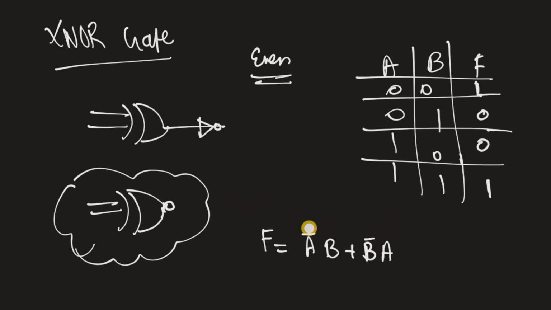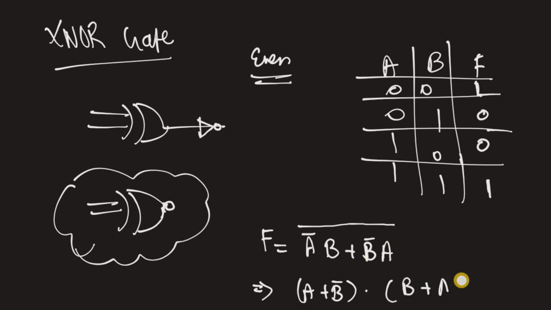And if you want to find the function over here, because we're putting a NOT in front of the exclusive OR, the exclusive OR is A'B or B'A, right? So we're simply taking the complement of this one for the even function, the Xnor.